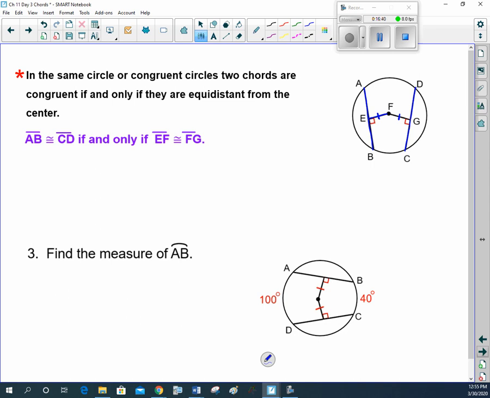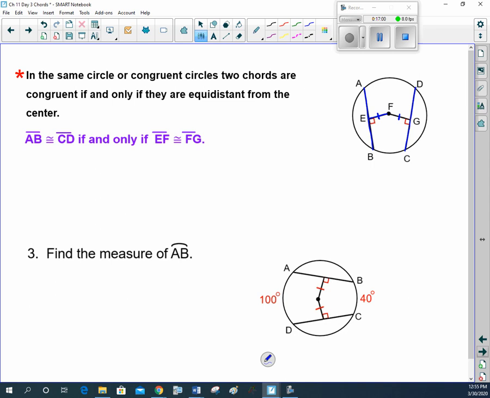the center. So it has to be perpendicular distance. It's not just any distance. It's the perpendicular distance that makes them equal, because the perpendicular distance is the shortest distance from one point to another. So that's the distance we're looking for, those perpendicular distances. Okay, so this one down here says find the measure of arc AB.